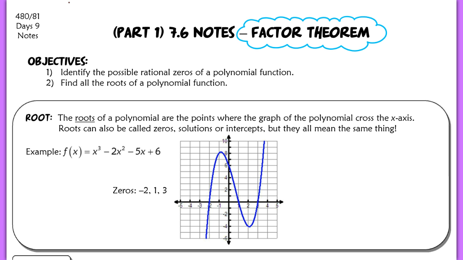Alright, so our objectives for today are to identify the possible rational zeros of a polynomial function and to find all the roots of a polynomial function. So these probably are brand new terms for some of you guys. This one should not be a brand new vocab term though. A rational number is just a number that can be written as a ratio. So take the number 3, we can write that as 3 over 1. So anything that can be written as a ratio would be a rational number. And in just a second we'll talk about zeros and roots.